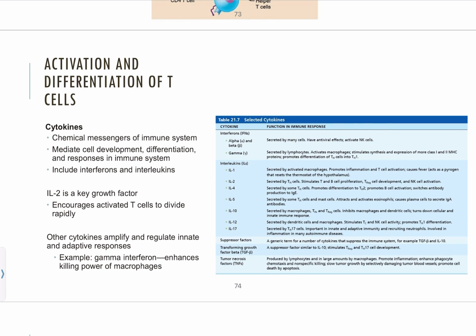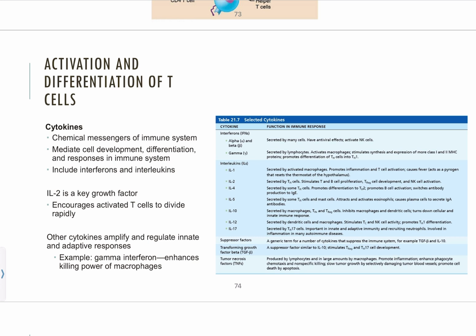So the differentiation of those activated T cells is guided by cytokines, and cytokines are just small signaling proteins, and they're secreted by a variety of different types of immune cells. So IL-2, or interleukin-2, is the key growth factor. It's especially important because it promotes rapid T cell proliferation and further activation. We also have some other cytokines, one of which we talked about previously, that was interferon gamma, and this was going to help boost macrophage activity and amplify both the innate and adaptive immune responses.